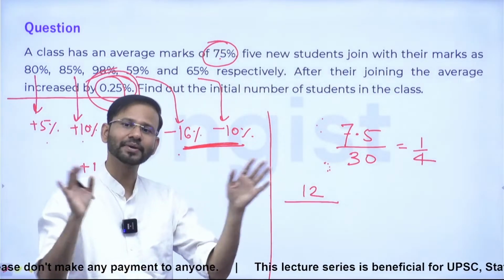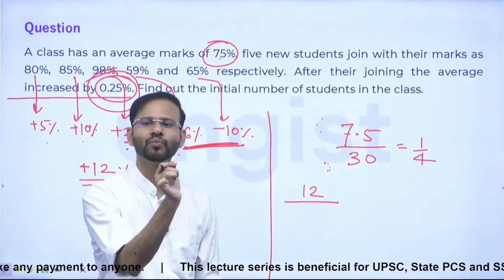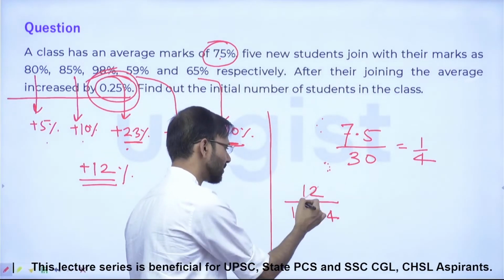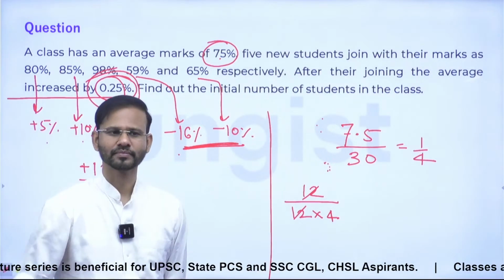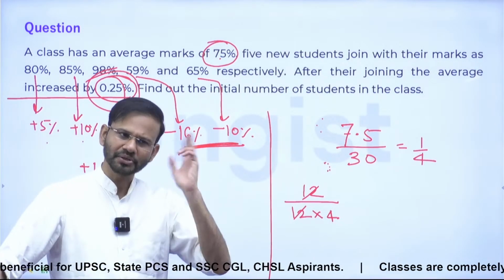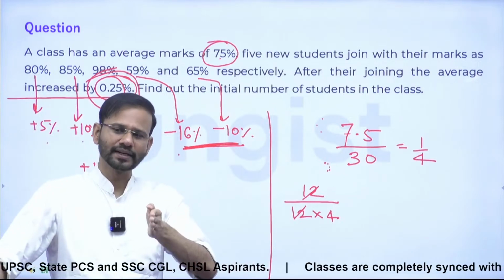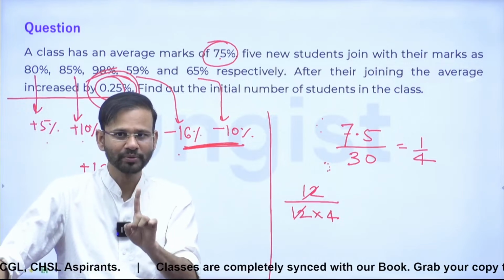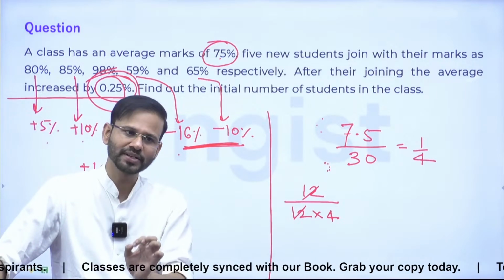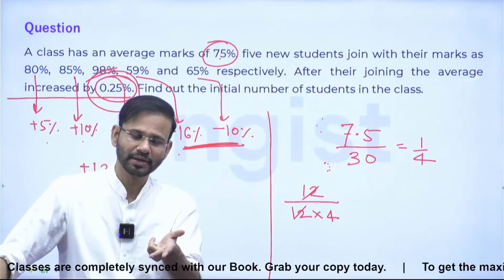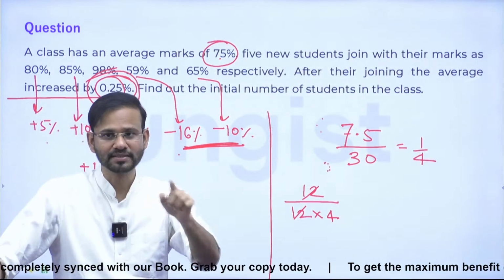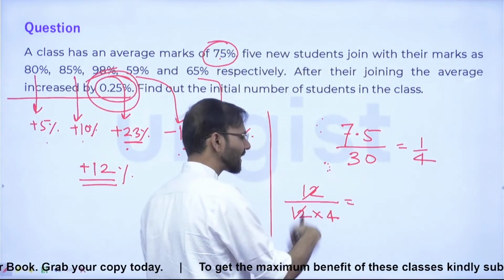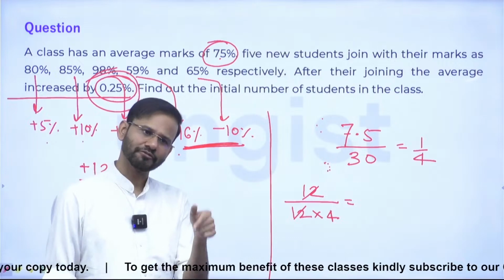12 marks are getting distributed among some candidates such that each candidate is getting 1/4. So 12 must be distributed among 12 into 4 such that each one is getting 1/4. Just think on it. If 1 rupee is getting distributed among some candidates such that each one is getting 1/4, 25 paisa, it means 1 rupee must be distributed among 4 candidates. Right? So here 12 rupees must be distributed among 48 candidates such that each one is getting 1/4.